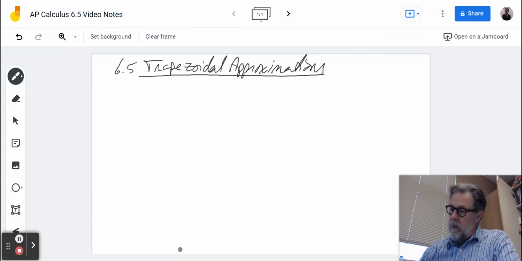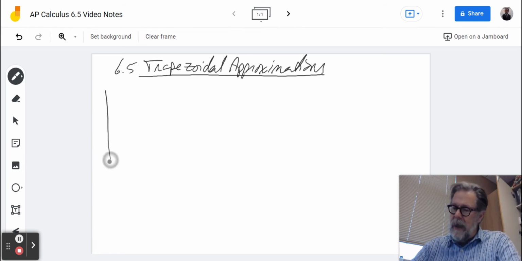All right, welcome back. This is section 6.5, Trapezoidal Approximations. And what we're going to do is instead of rectangles, we're going to go ahead and make trapezoids. It's a bit more complicated, but it's more accurate. And so our goal is going to be to say, well, okay, how could we simplify this more complicated strategy?